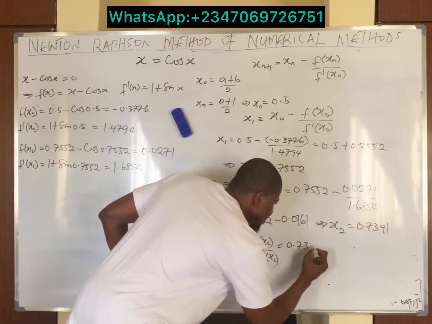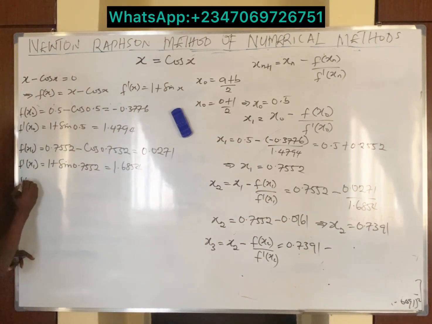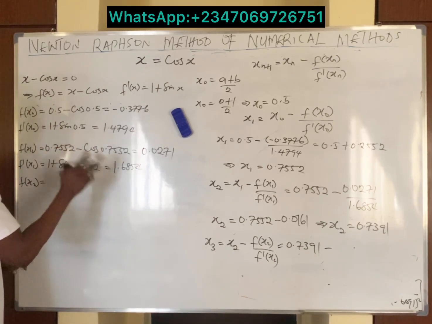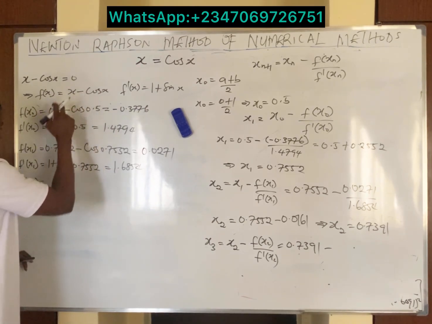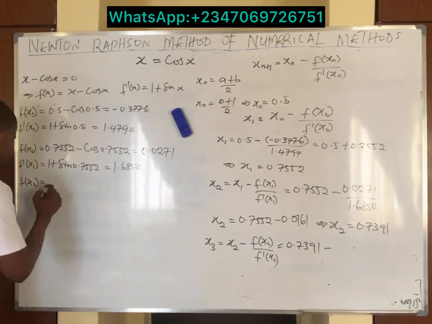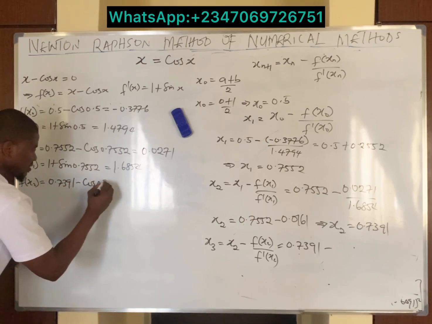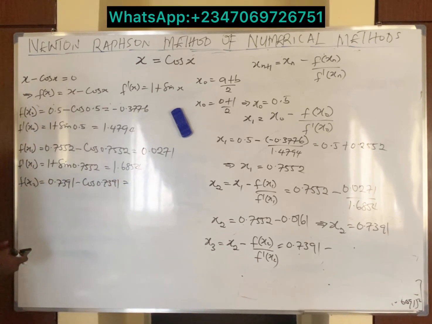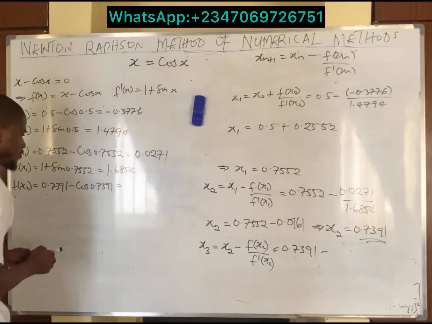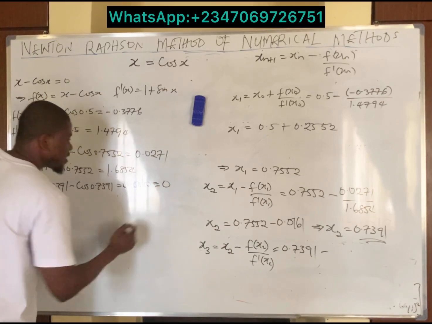So we have 0.7391 minus, let us find f of x2. So f of x2 is going to be equal to the value of the function at x2. Putting x2 into the function, we have x minus cos x. X itself is 0.7391. So we have 0.7391 minus cos 0.7391. If you evaluate this, don't forget to put your calculator in radian mode. Upon evaluation, this gives us approximately 0.0000, which you can simply call 0, right?